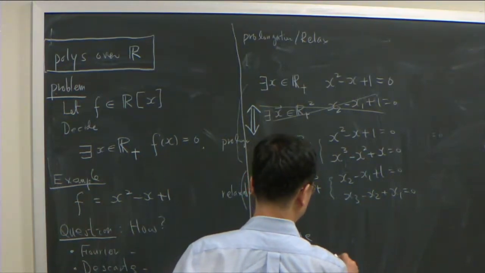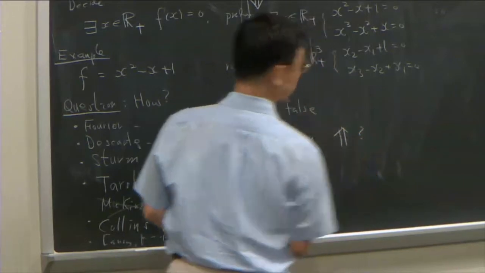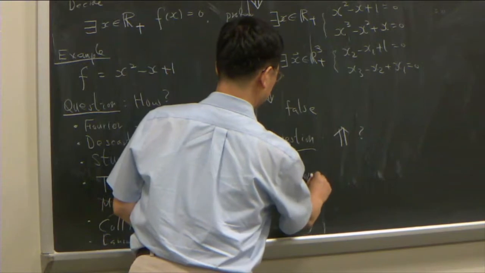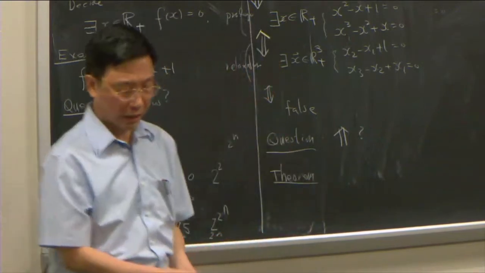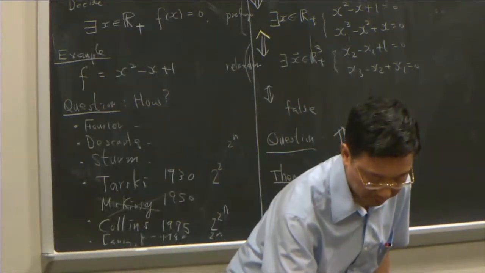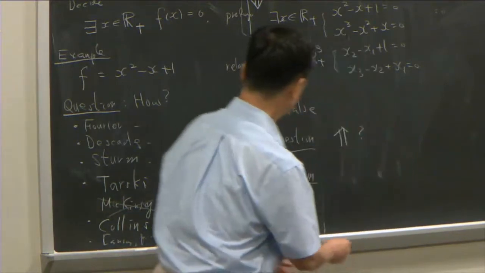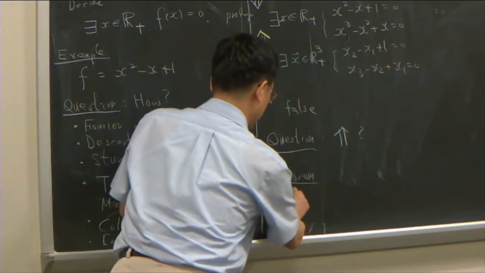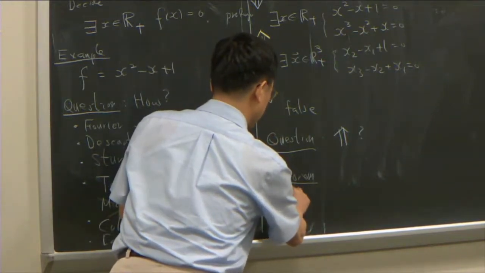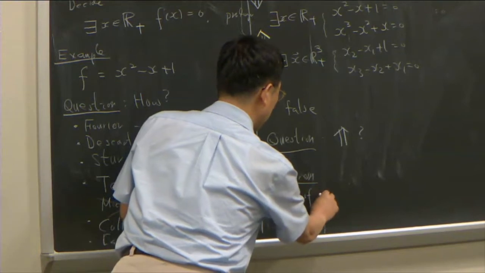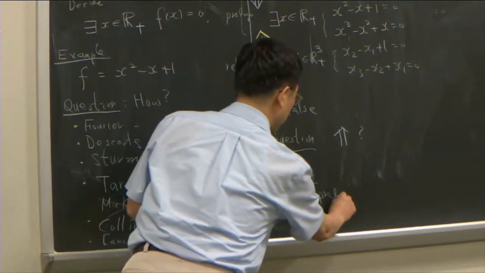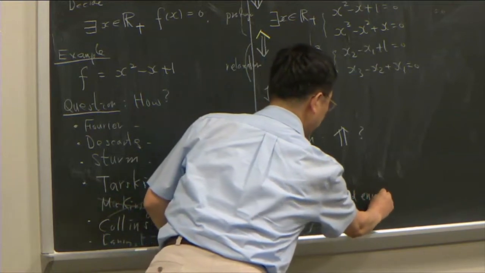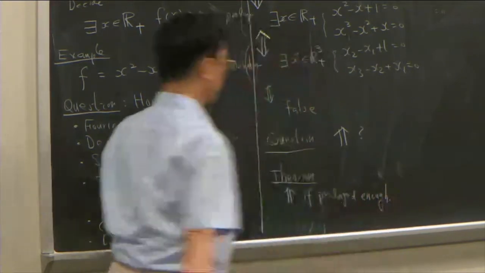And here comes again the question. Again, the question is this direction, okay? And here's a theorem. I have a date, I forget the date. I'm going to get the date. Okay, actually. So, theorem: it is, again, yes, if prolonged enough. It's true if it's prolonged enough.